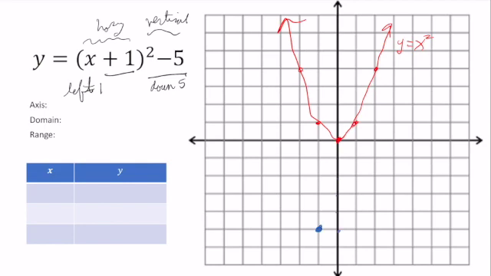So I'm going to check when x is -2, -1, and 0 to try and find some symmetry. So when x is -2, -2 plus 1 squared minus 5, that gives me -1 squared minus 5, which is -4. If I have x is -1, -1 plus 1 squared is 0, minus 5 is -5. And if I have 0 plus 1 squared, that gives me 1 squared minus 5, which is going to be -4.